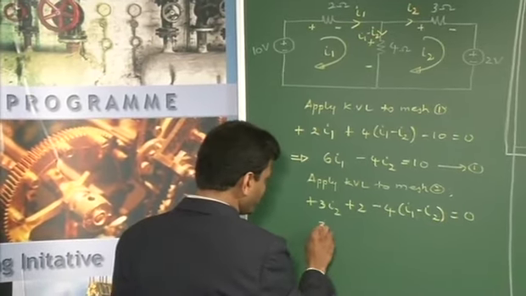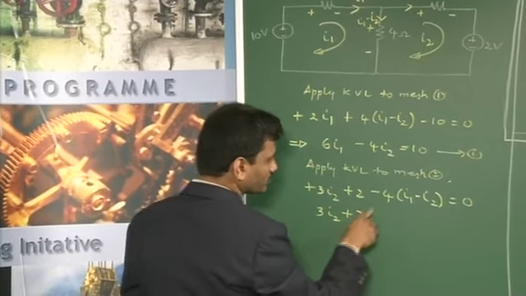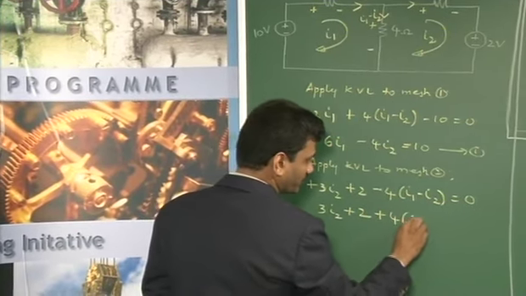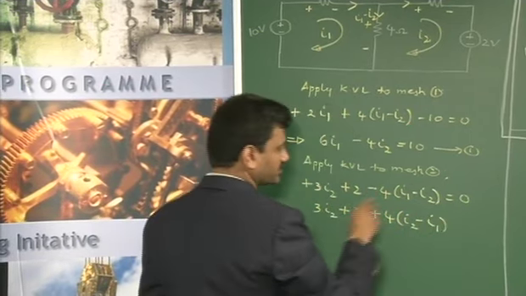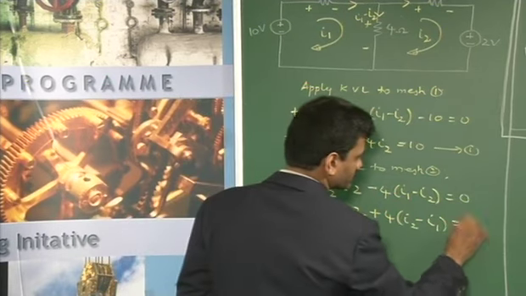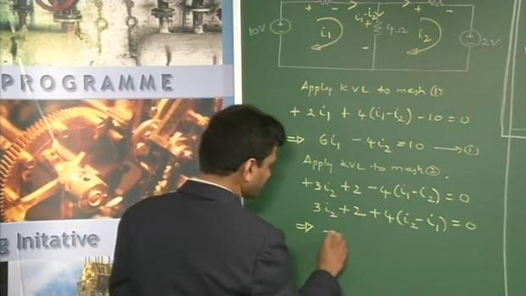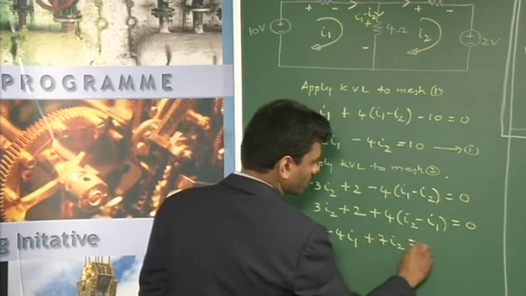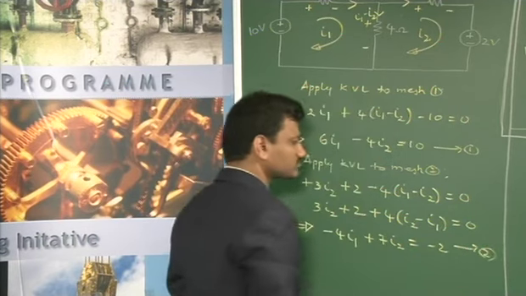Now this will be rewritten in a different way. Observe 3 I2 plus 2, and this minus into minus gives plus, so plus 4 I2, then minus 4 I1. It is the same term, but written in this way, and this is equal to 0. Then rearranging this, we get minus 4 I1 plus 7 I2 is equal to minus 2. Call this equation 2.